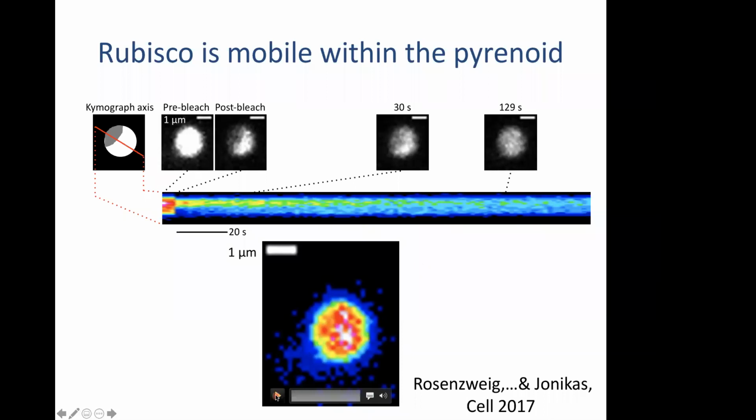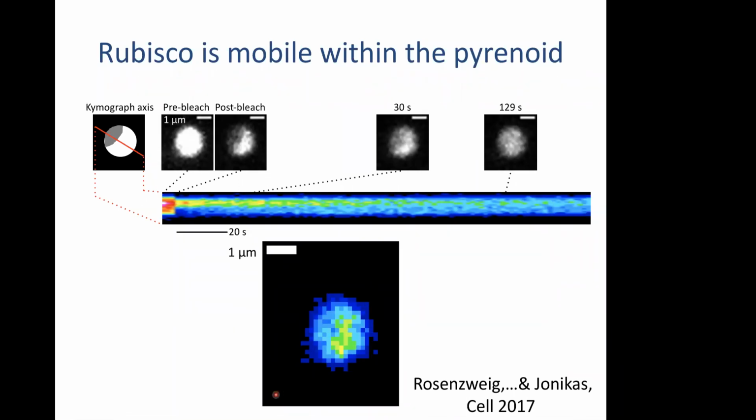It's very quick. The bleach happens right at the beginning, so get ready. Bleach in the upper corner. Go. It's bleached. And then over a period of 2 minutes, the fluorescence recovers, showing that this is liquid. Okay, so two components, phase separated, liquid. Are we done? Still not done.